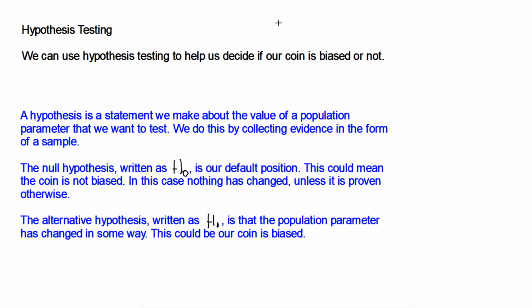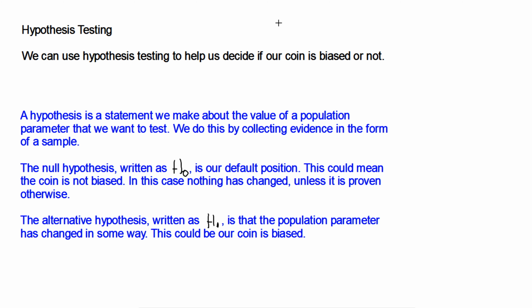And so H0 is our default position. This is what we would say if the coin isn't biased. So in this case, nothing has changed. The coin does exactly what we expect it to do until it's proven otherwise. H1, our alternative hypothesis, is that our population parameter has changed in some way. So we've got our coin possibly being biased at this point.